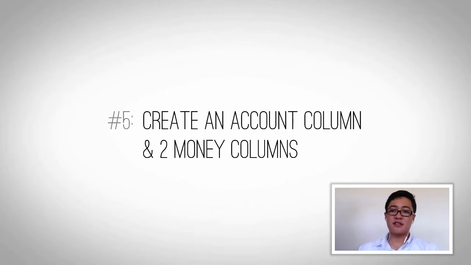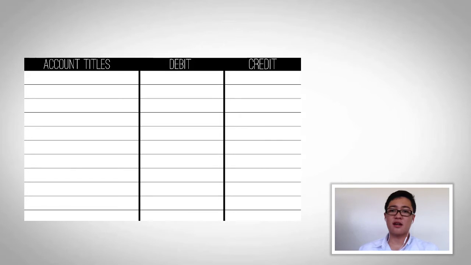The fifth step is to create an account column and 2 money columns. The name of the first column should be account title. This is where you will be placing the accounts. The second and third column should be named debit and credit, respectively. This is where you will be placing the values.